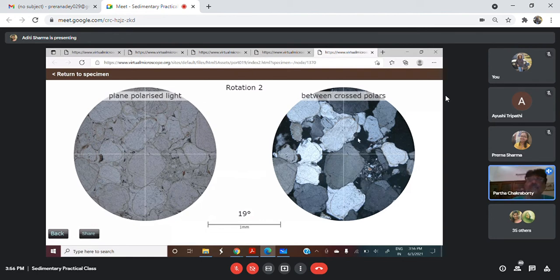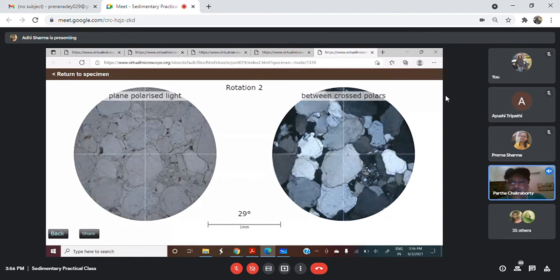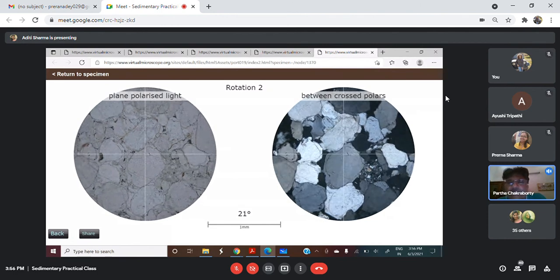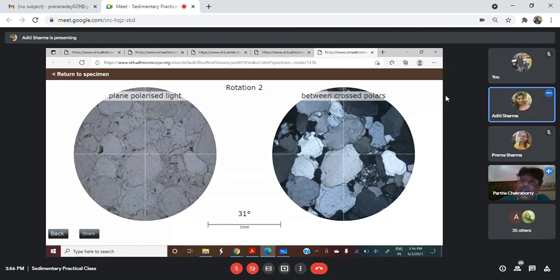What does this broken cement mean? That it is an inherited cement. That means the grain developed the cement in its earlier cycle, and then with the cement the grain has come, and during its transport the cement got broken. So the broken cement talks about the inherited grain.